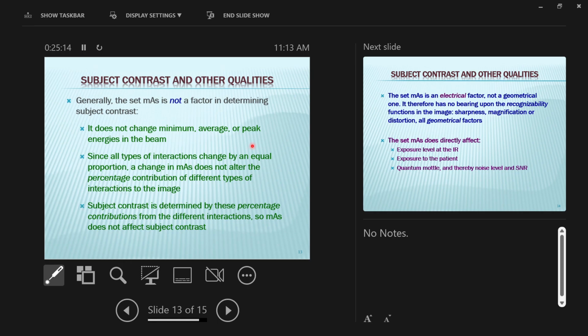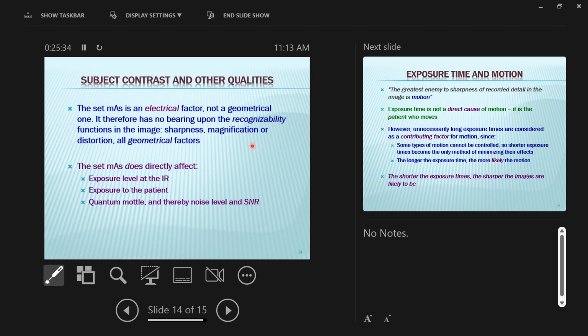Mass does not affect subject contrast except for at the extreme ends, the wildly overexposed ends and the wildly underexposed ends. Then we affect contrast. Not enough mAs to get through the body, that affects contrast by being insufficient. Too much mAs oversaturates the image receptor.